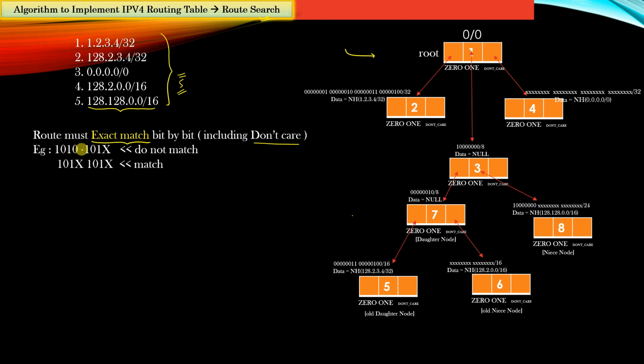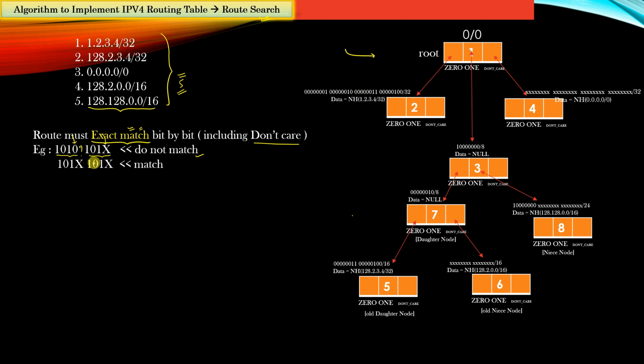So for example, if I am looking to compare the bit pattern 1010 with the bit pattern 101x, and if I ask you whether these 2 bit patterns are equal, or whether they exactly match or not, the answer is that they do not match. And the reason is simple. The last bit here is 0 and here the last bit is a don't care bit. So exact match means that each bit between the 2 bit patterns which are being matched must exactly match. Even the don't care bit has to match exactly with the don't care bit on the other side.